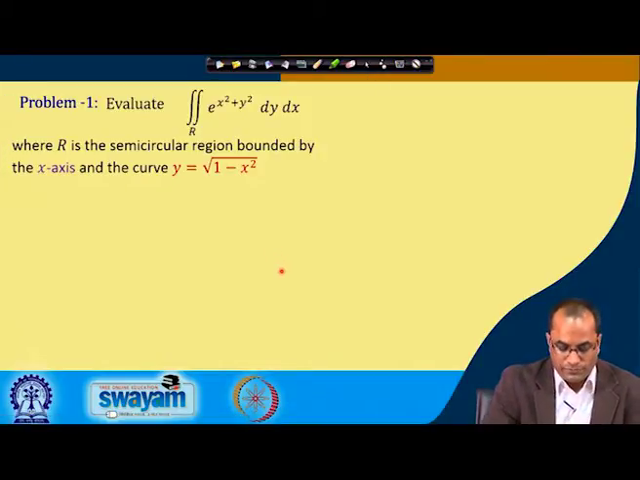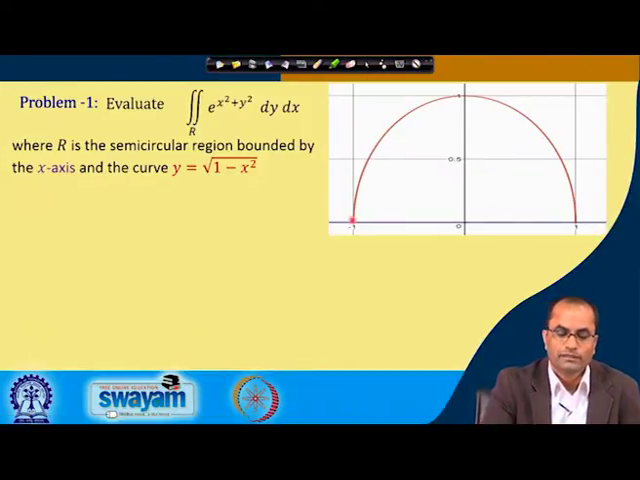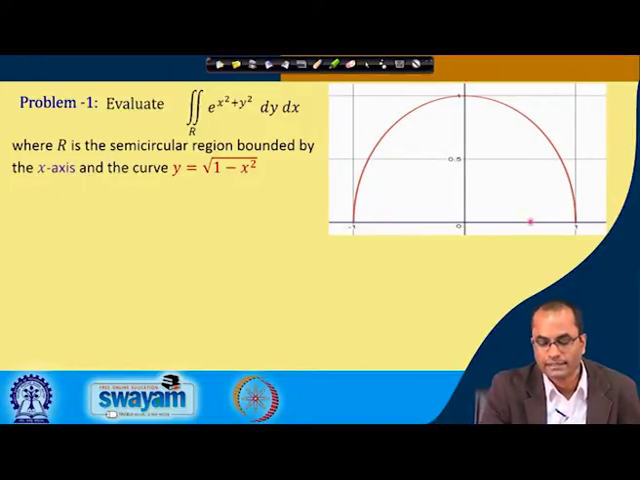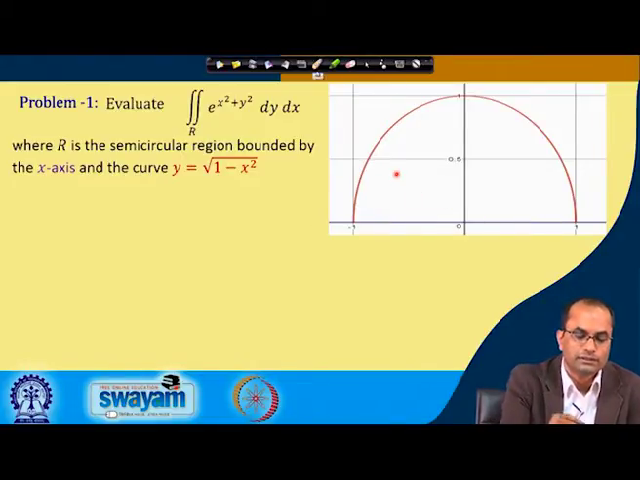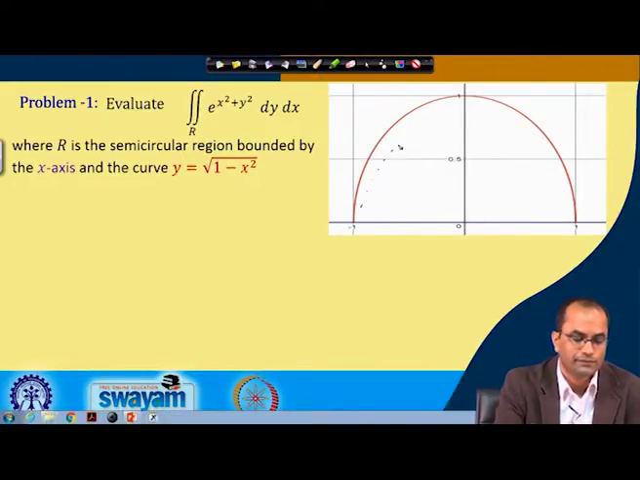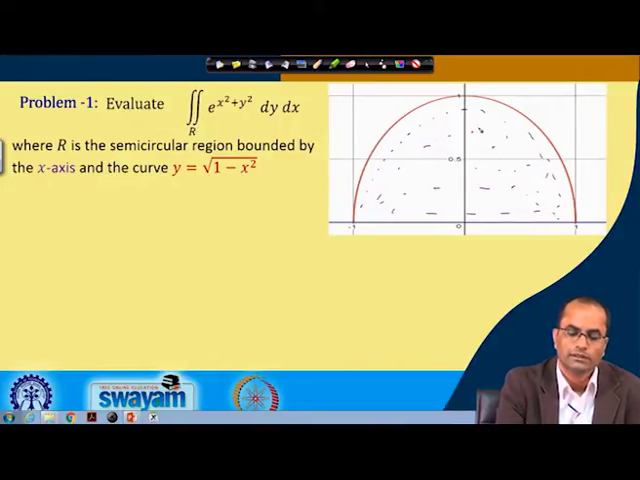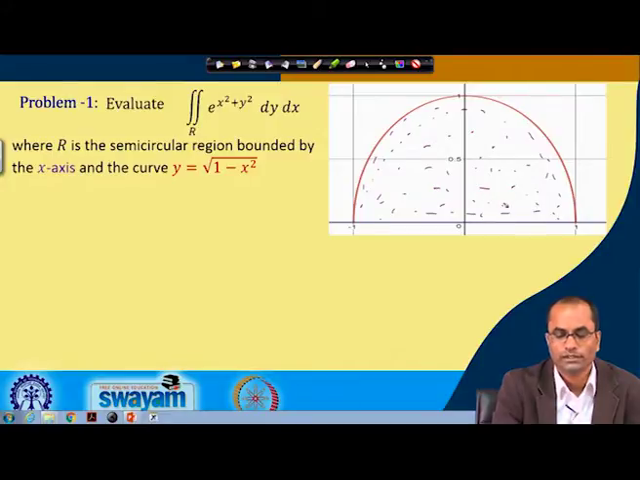So, if we draw the region here, that will be this half circle with radius 1, and then we have here the x axis. So, this is the region over which we want to integrate. Again, since we have this circular region, it would be much more convenient to use polar coordinates.